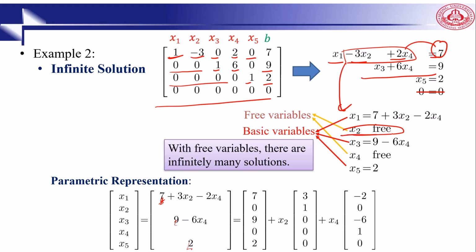So x2 is free here. It means it can take any value. x3 is this one. Based on this one, we got it. And x4 is free, and x5 is equal to 2, right? Then based on this one, we can come up with a generalized form, right? Or we can say parametric representation.